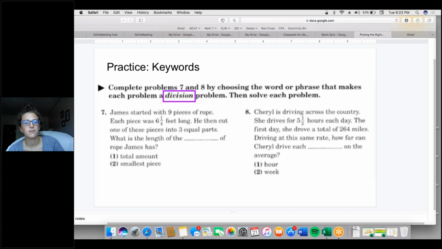If I'm dividing positive numbers, my numbers should be getting smaller. I'm splitting a whole into parts. So I'm not looking for a total, but I'm looking for one of those parts, and that part is the smallest piece.